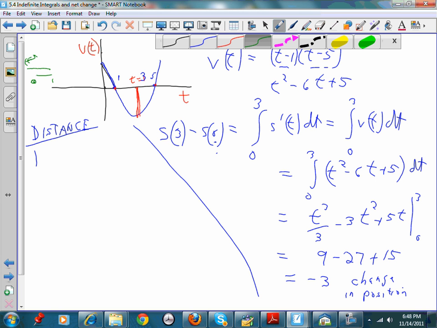Okay, and we had this, so it goes this way. At t equal to 1, it turns around, at 5 it turns around again and goes the other way. So the distance traveled would be s of 1 minus s of 0. Okay, and then we'd take what? s of 3 minus s of 1.